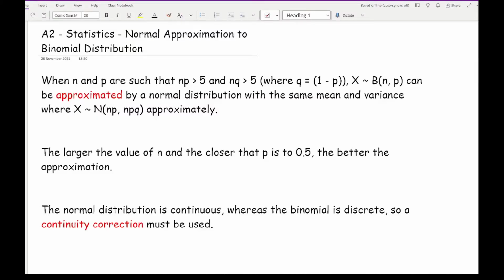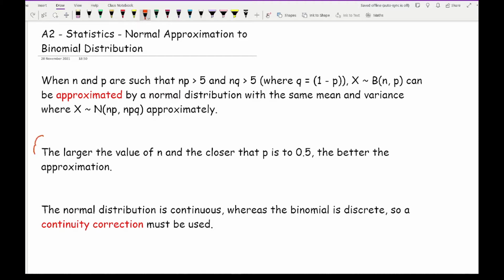Now when n and p are such that np is greater than 5 and nq is greater than 5, where q is obviously the probability of not a success, or 1 minus p, then x, binomially distributed with a sample size of n and a probability of success p, can be approximated by a normal distribution with the same mean and variance, where x is assumed to be normally distributed with a mean of np and a variance of npq approximately. Now, the larger the value of n and the closer that p is to 0.5, the better the approximation. And that's a really important statement that I would definitely highlight in your notes.